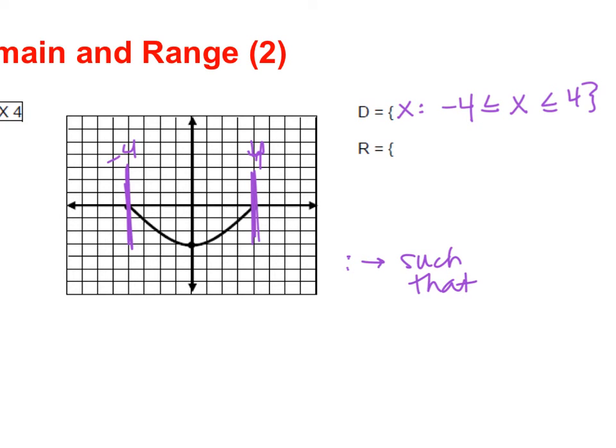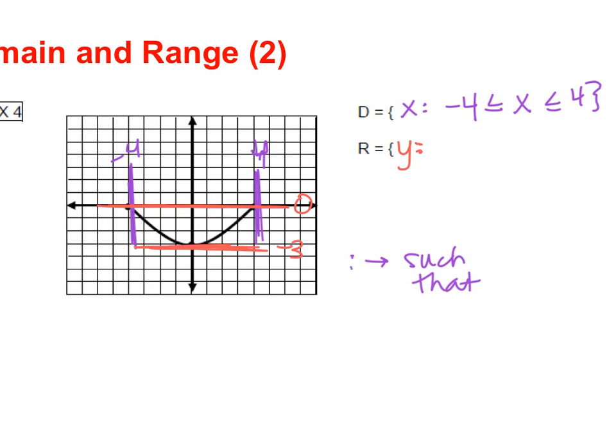All right, let's check out the y values. The lowest that our graph gets is right here at a -3. The highest that our graph gets is right here, which is at a 0. Now I'm just thinking the y values, 0 and -3. So our range are all the y's such that, but let's be specific, -3 is less than or equal to y, which is less than or equal to 0.